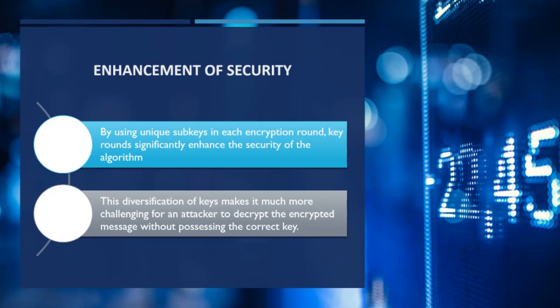Now let's talk about security. By using unique subkeys in each encryption round, in these 32 rounds, the key rounds significantly increase the security of the algorithm and protect your data information. This diversification of keys makes it more challenging for attackers to try to decrypt the message without knowing the correct key.